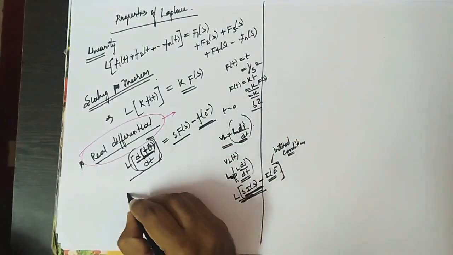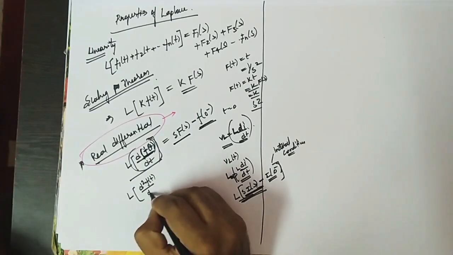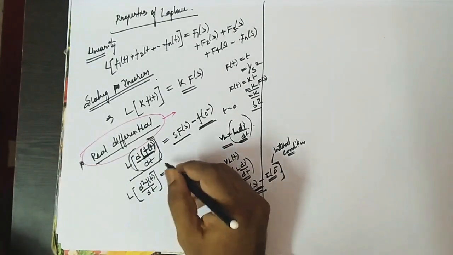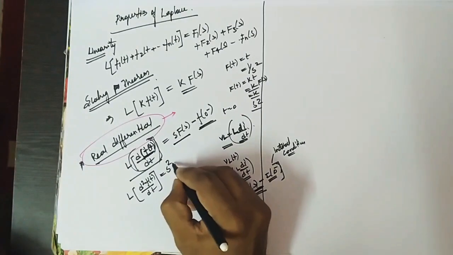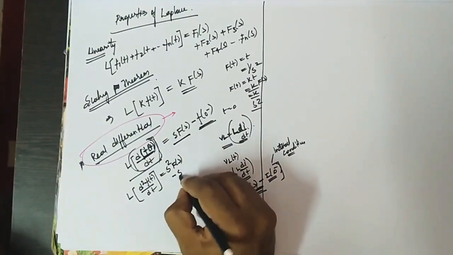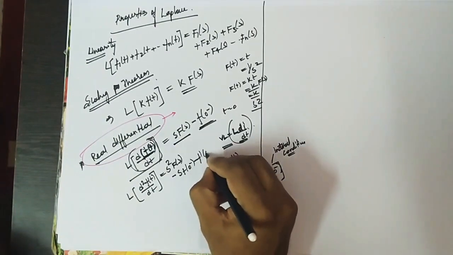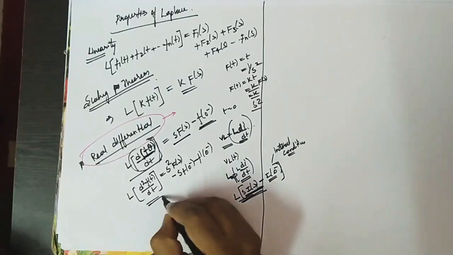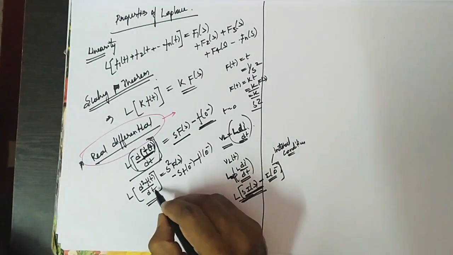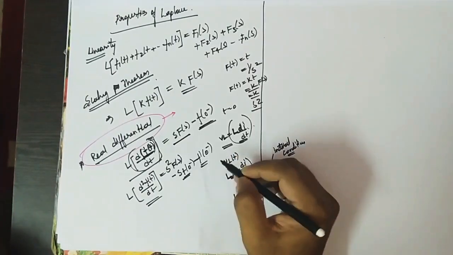So if you have a second order differential equation, mainly we use these two things only. Then the Laplace of this is s square F of s minus s into f of 0 minus f dash of 0. So this is the second order equation. So this is the Laplace of a second order function. This is f of 0 minus and this is f dash of 0, the initial conditions.